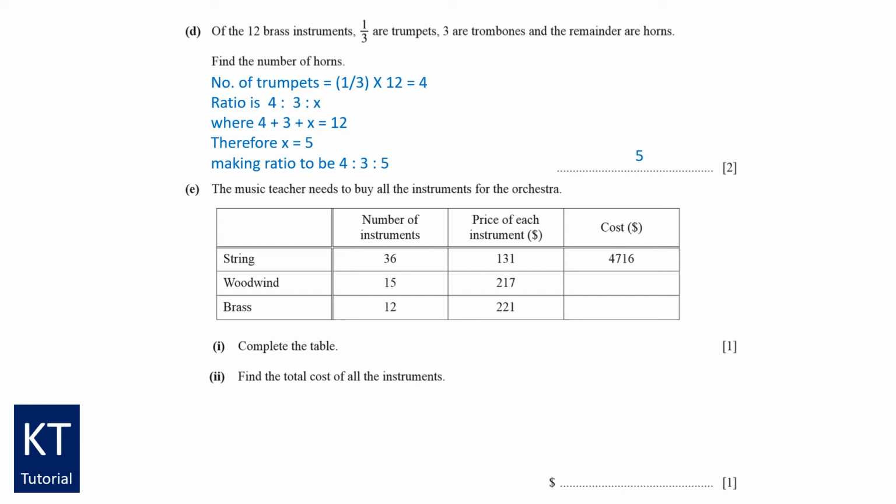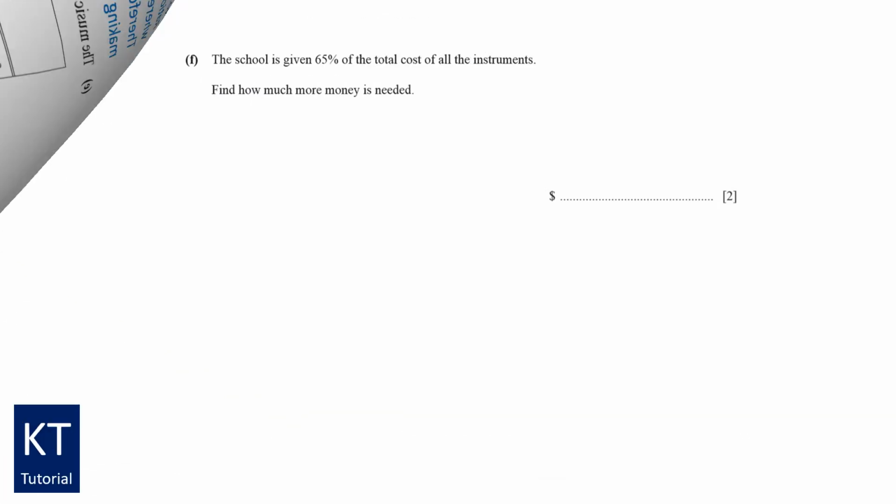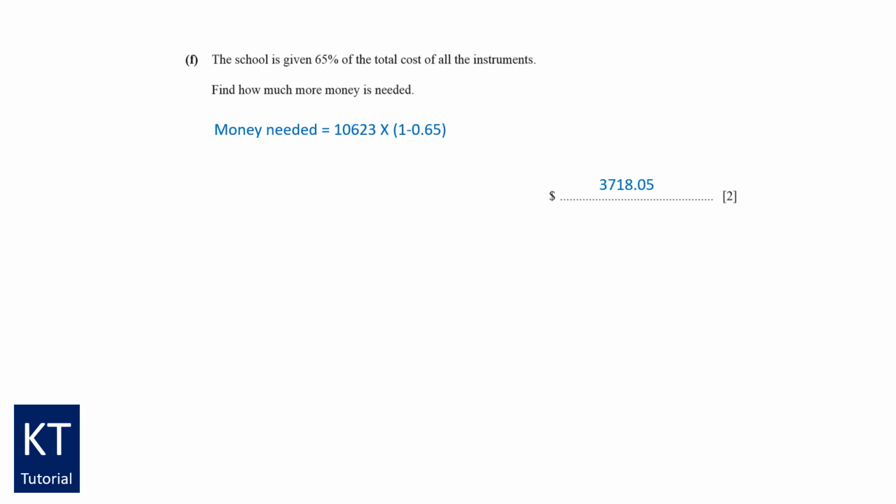Question E. The music teacher needs to buy all instruments for the orchestra. Complete the table. The cost column is purely the product of the number of instruments and the price of each instrument. Next, find the total cost of all instruments. This would be the total for the numbers on the cost column. Question 3F. The school is given 65% of the total cost of all the instruments. Find how much more money is needed. It would be 35% of the total cost of all instruments.